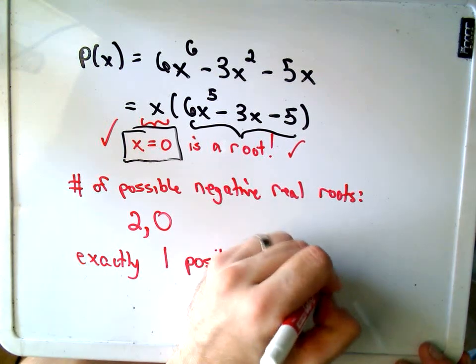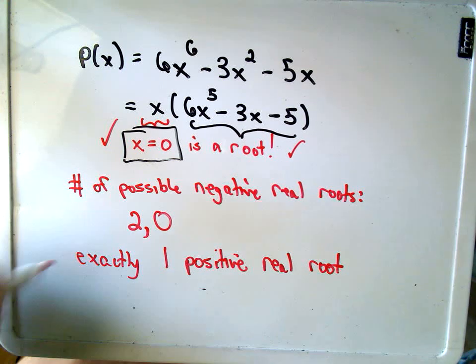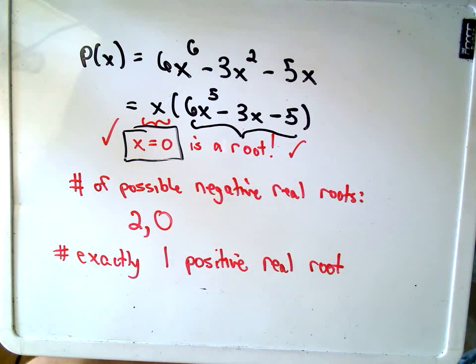So what does that tell us about the other roots? Well, it tells us there must be some complex roots. If you've seen complex numbers, that's what's going on.